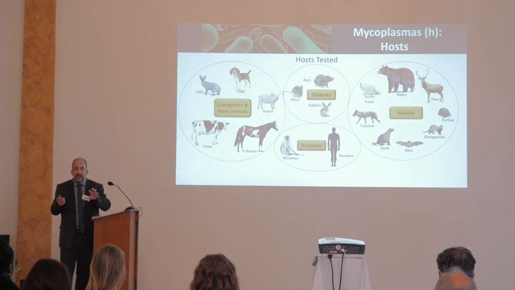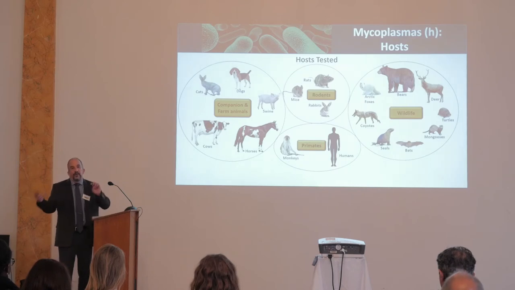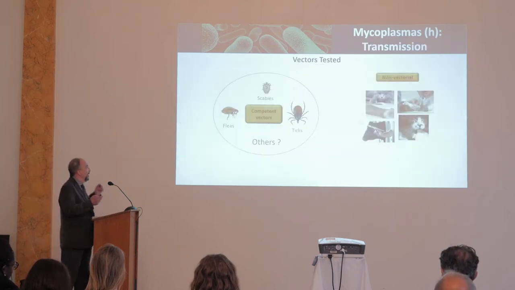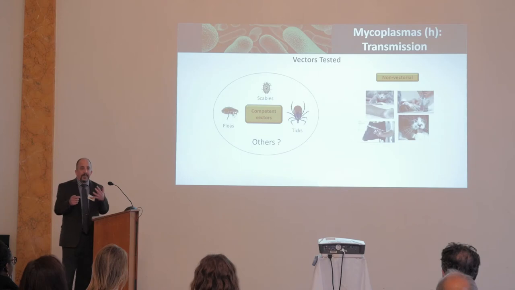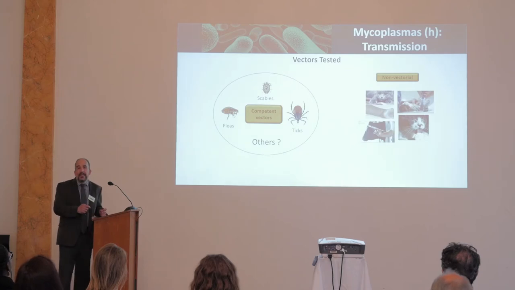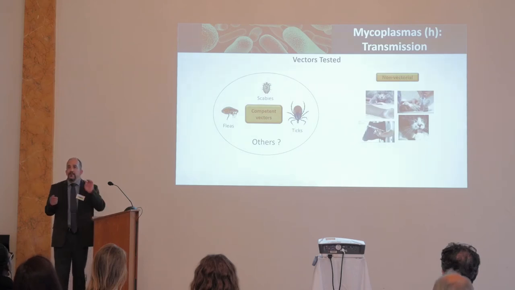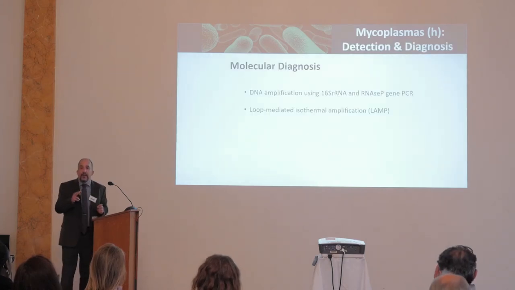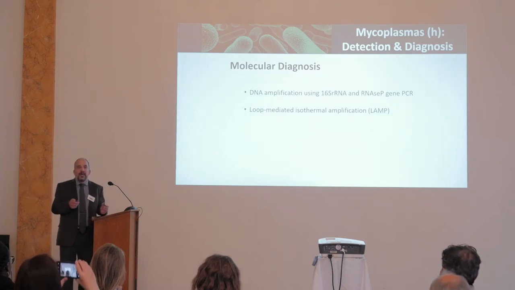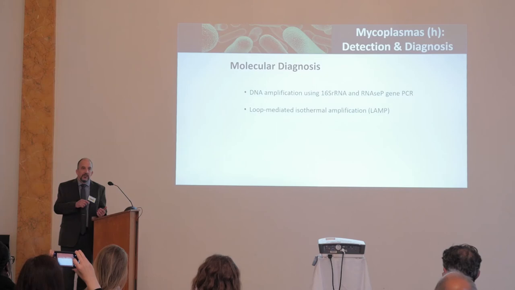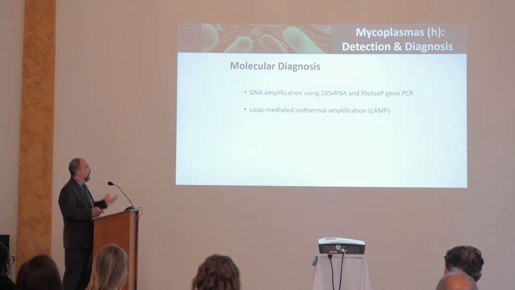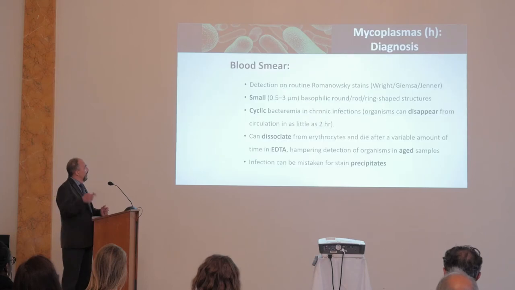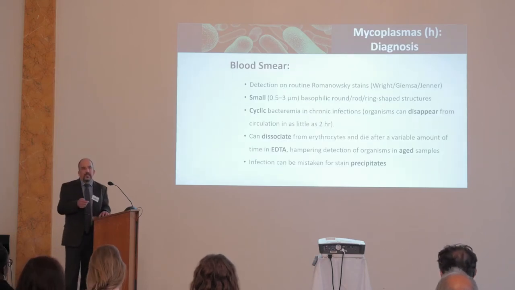So the first thing is to diagnose, or seeing, and then figure out if that seeing means something or not. Vectors tested, all of them are thought to be competent vectors, but there is no proof yet. It could be, as in Bartonella, also transmitted by fomites or direct transmission by bites, saliva, blood transfusion, organ transplant. Unfortunately, since we have neither serology nor culture, we rely basically on two techniques to be able to detect it. One, DNA through typical PCR or isothermal amplification, and blood smear, which literally sucks.